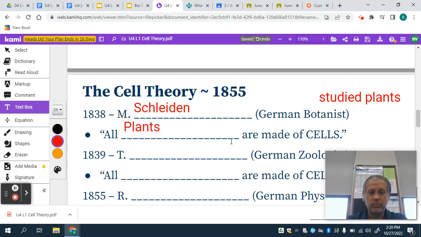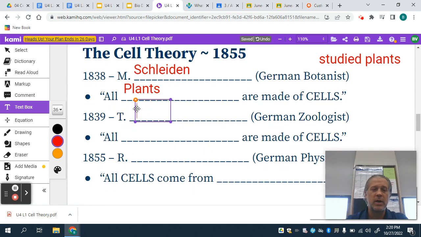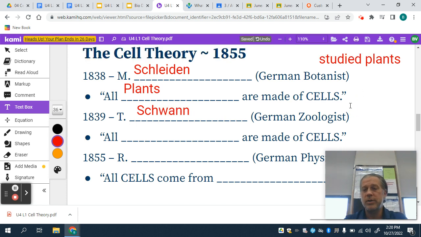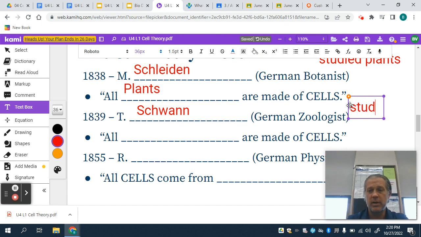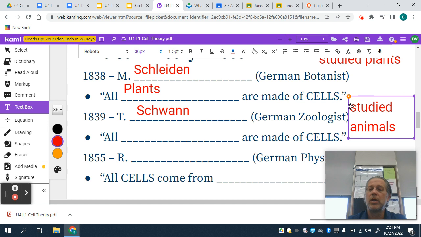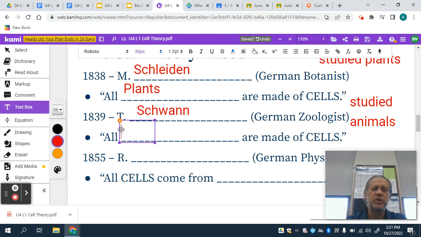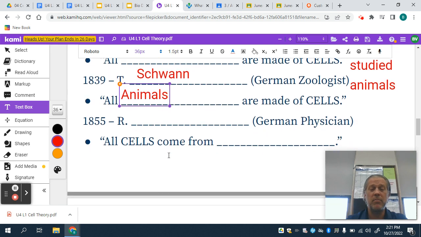Next individual that we're going to talk about is Theodor Schwann. And he was a German zoologist. And a zoologist is a person that studies, or in his case, studied animals. We still have zoologists, but they're more specialized than he was. They might study very specific types of animals. His contribution to cell theory was that all animals are made of cells. He came to that conclusion by looking at a lot of microscope slides of lots of different animals and noticed that cells were present in each of them.